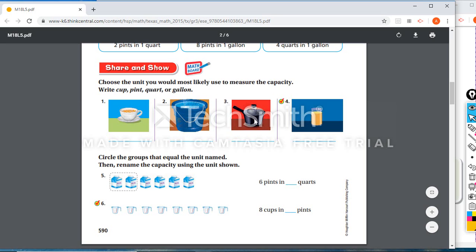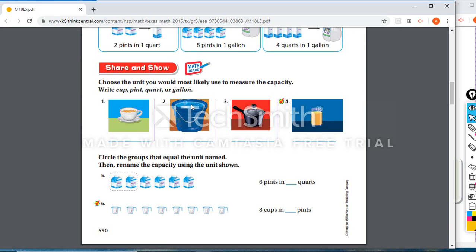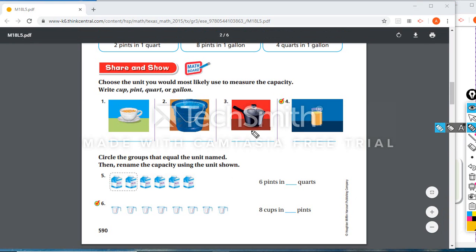This little stovetop cooking pot, it could either be a pint or a quart, depending. Again, I would not use cups because it would just take too long. And the glass, I'd probably use the cup also. Depending on the size, you could use a pint even. It all depends. But what you want to understand here is we wouldn't use cups to measure the capacity of this bucket. You just have to be able to visualize.